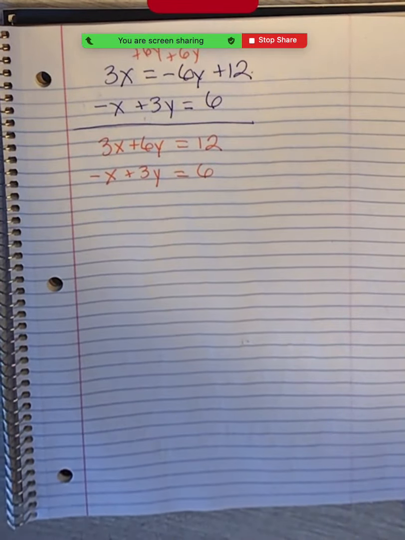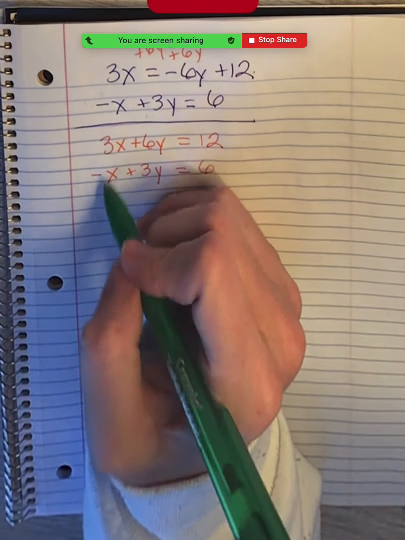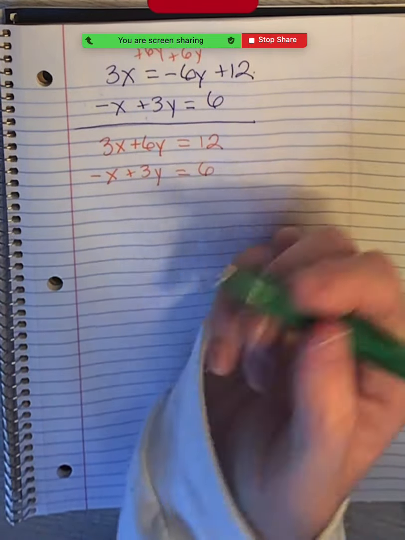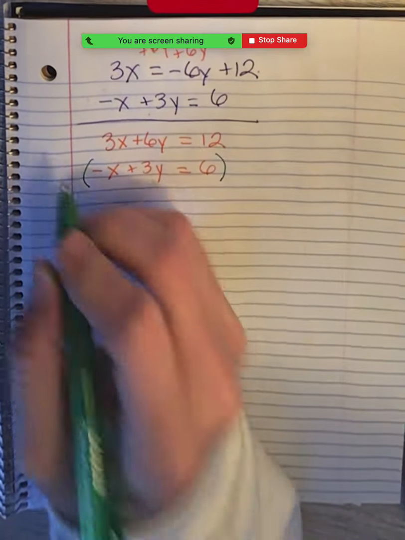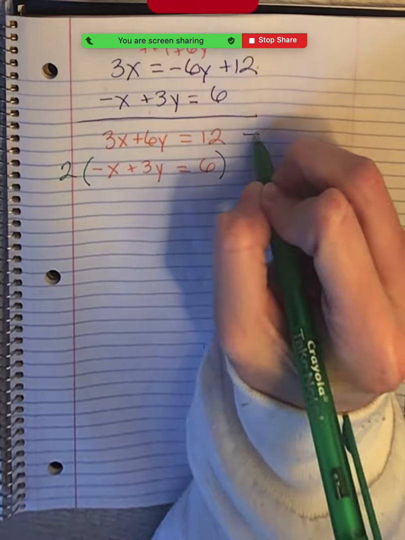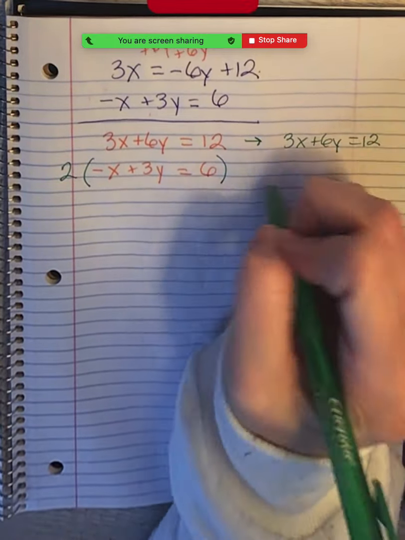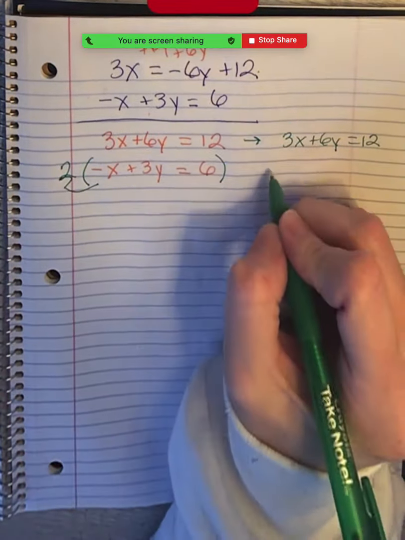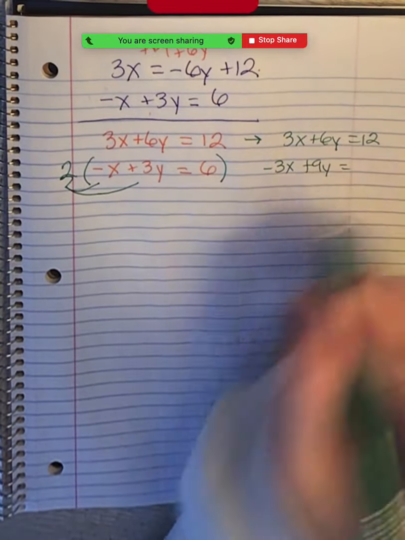Okay? Then I need coefficients to be opposites. So I have a 3 and a -1. They're not opposite. I have a 6 and a 3. They're not opposite. So let's cancel out x's. So I'm going to multiply this second equation by 3, sorry, not 2. The first equation is going to remain unchanged. And then I get -3x plus 9y equals 18.